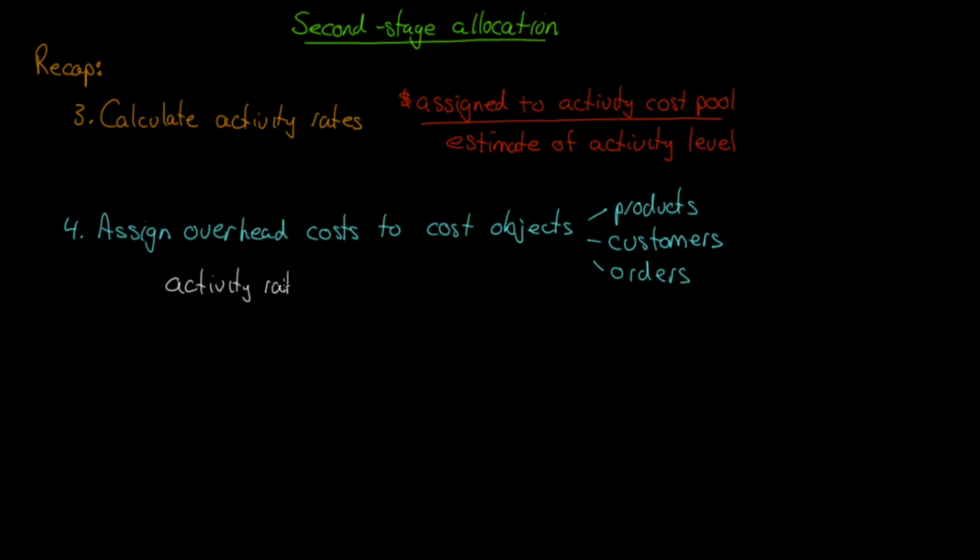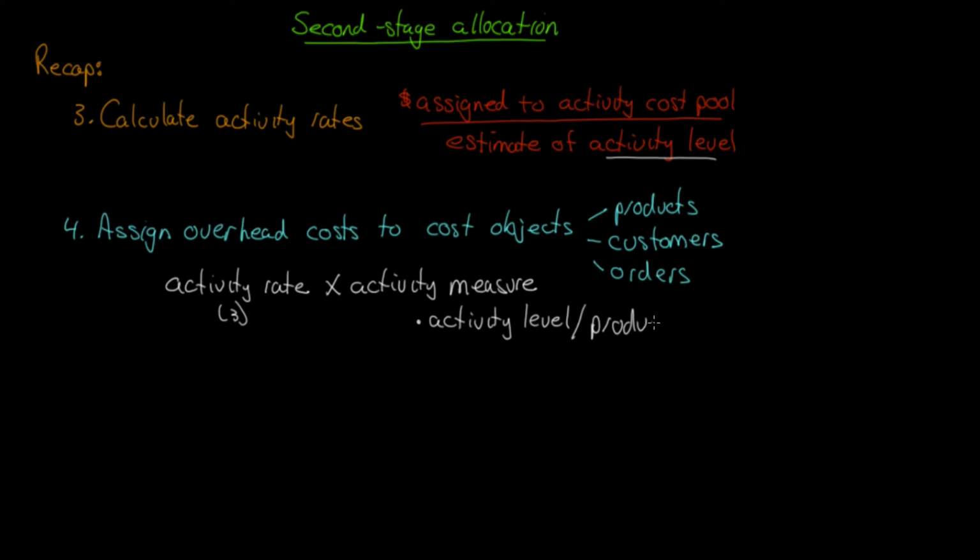So how we do this is we take the activity rate that we calculated in step 3 above, and we multiply that activity rate by the activity measure that we've arrived at for whatever cost pool it is. And the activity measure is the activity level, whatever activity level per product, per customer, or per order.